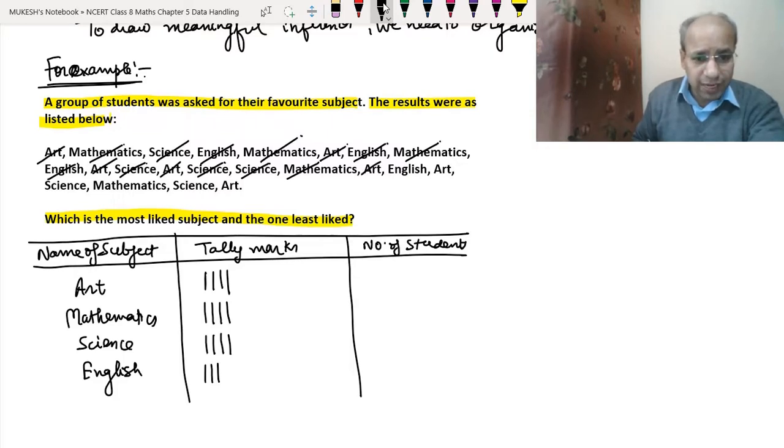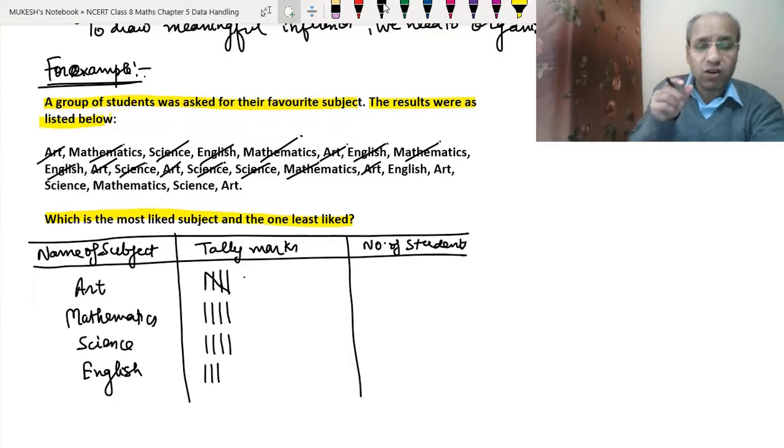Now already in the art we have the 4 lines. So what will we do? For the 5th line, we will just cross it. So that means we have made a block of 5. So this shows that these are the 5 students. This whole sign shows that this is a block of 5.